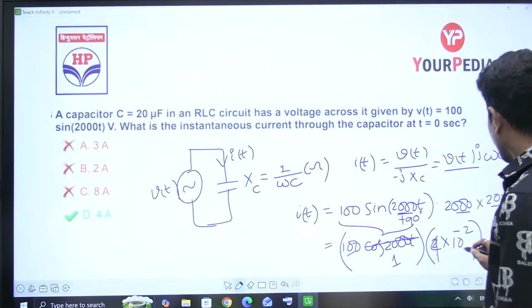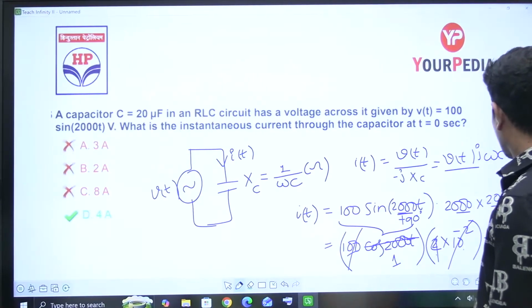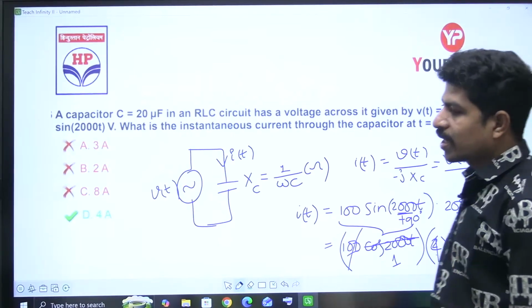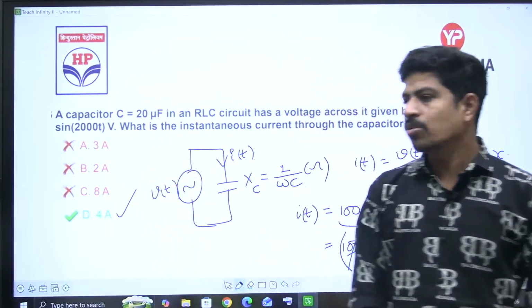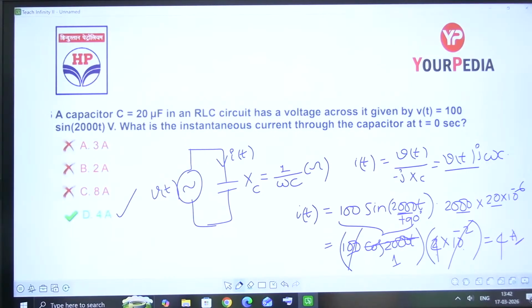100 into 4 into 10 to the power of minus 2. So 10 to the power of minus 2 plus 2 gone. The answer is 4 amperes. Very clearly, simple. You see how simply we got it. But if you forget that j to take, how I forgot to take, then it will be difficult. Okay, you'll get the wrong answer.